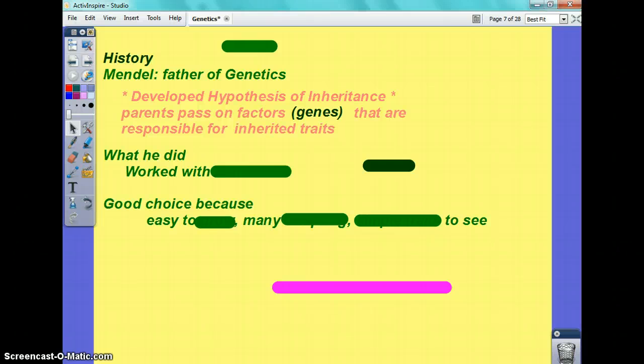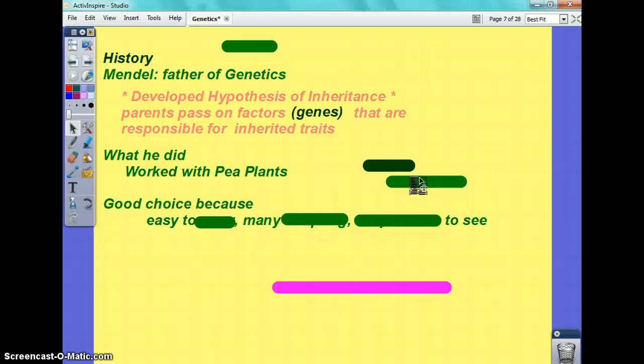Inheritance. What is it? He worked with pea plants. I'm going to repeat the sentences. He's the father of genetics. He developed the hypothesis of inheritance. Parents pass on factors which are called genes, and they're responsible for the traits. And he worked with pea plants.